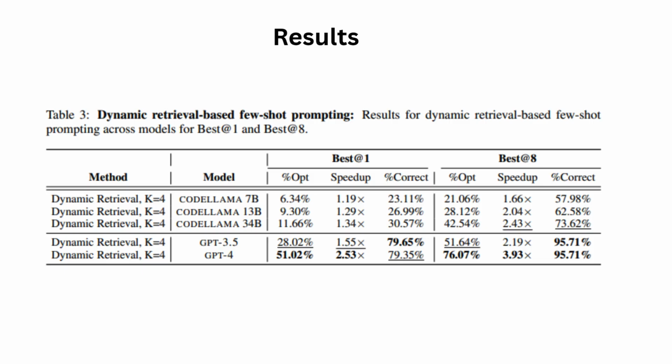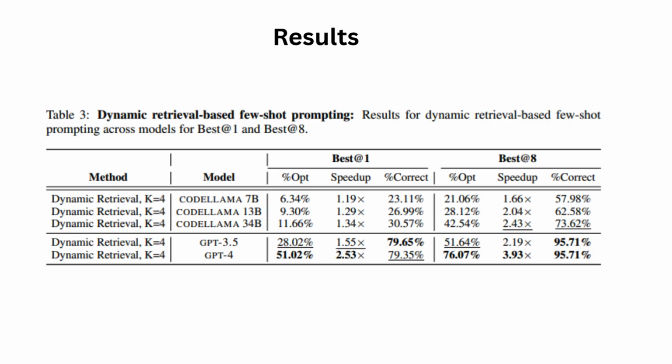For example, CodeLlama 34B improves from a 1.30 times speedup with chain of thought prompting to a 2.43 times speedup with dynamic retrieval. Similarly, GPT 3.5 improves from a 1.60 times speedup to 2.19 times speedup. The biggest gains are seen with GPT-4. It successfully optimizes 76.07% of programs and achieves an impressive 3.93 times average speedup, making it the strongest prompting-based approach in the paper.